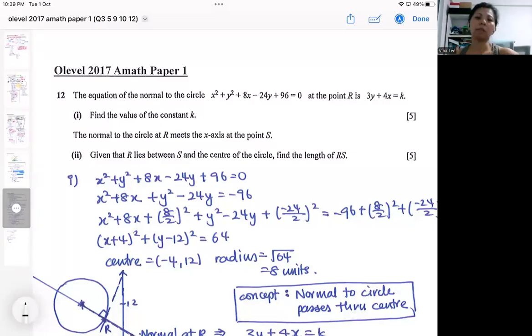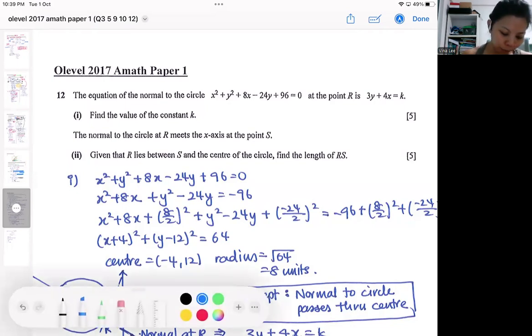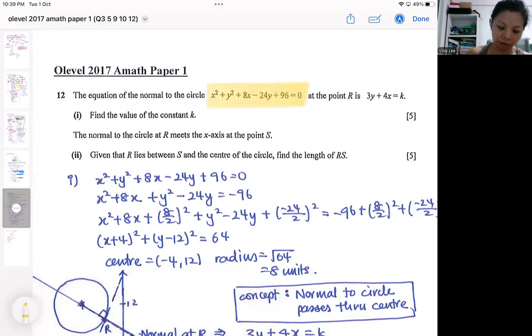Okay, for this question, I think what's difficult about it is there's no diagram. So it's very difficult to visualize. No matter what, when you see an equation of a circle, even if you don't know what to do with it, do go and get the center and radius.